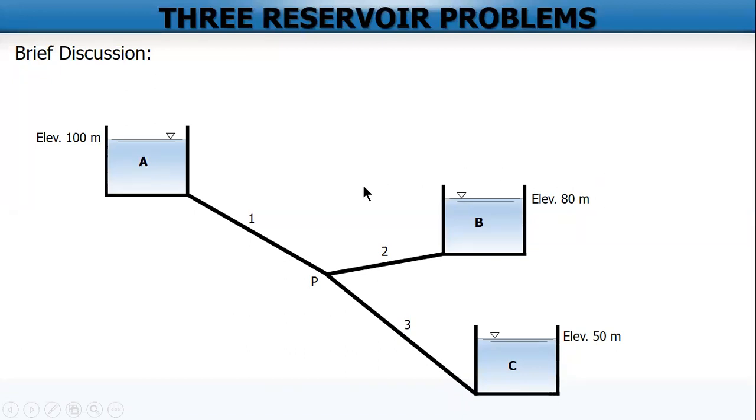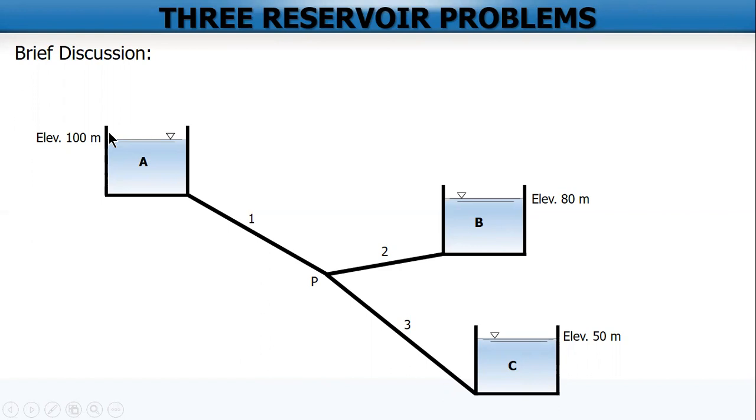The most critical one is B, because normally A will always give off water, being at the highest elevation. And C, being the lowest, will always receive water. So B is the critical one. There are two cases: B will receive water, or it will give off water.